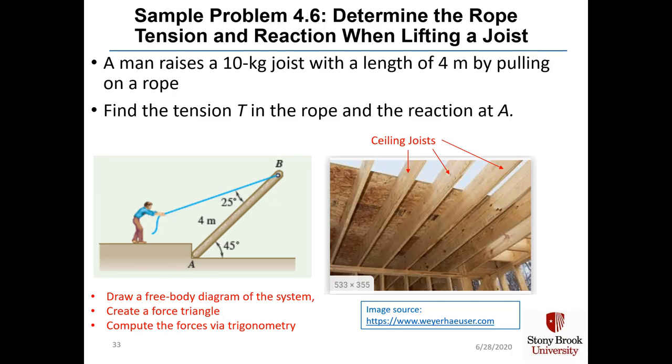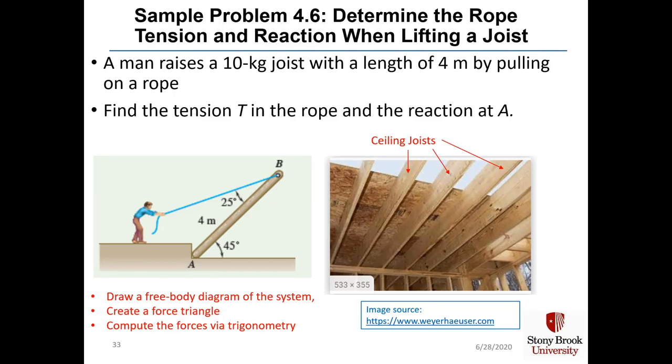A ceiling joist is shown in the picture on the right with a partially constructed frame of a house. The ceiling joists hold up your roof, and they're not easy to lift on top of the roof. Usually there's a couple of people involved. But this guy in the diagram on the left is trying to do it all by himself. And predictably, he's finding it's very difficult.